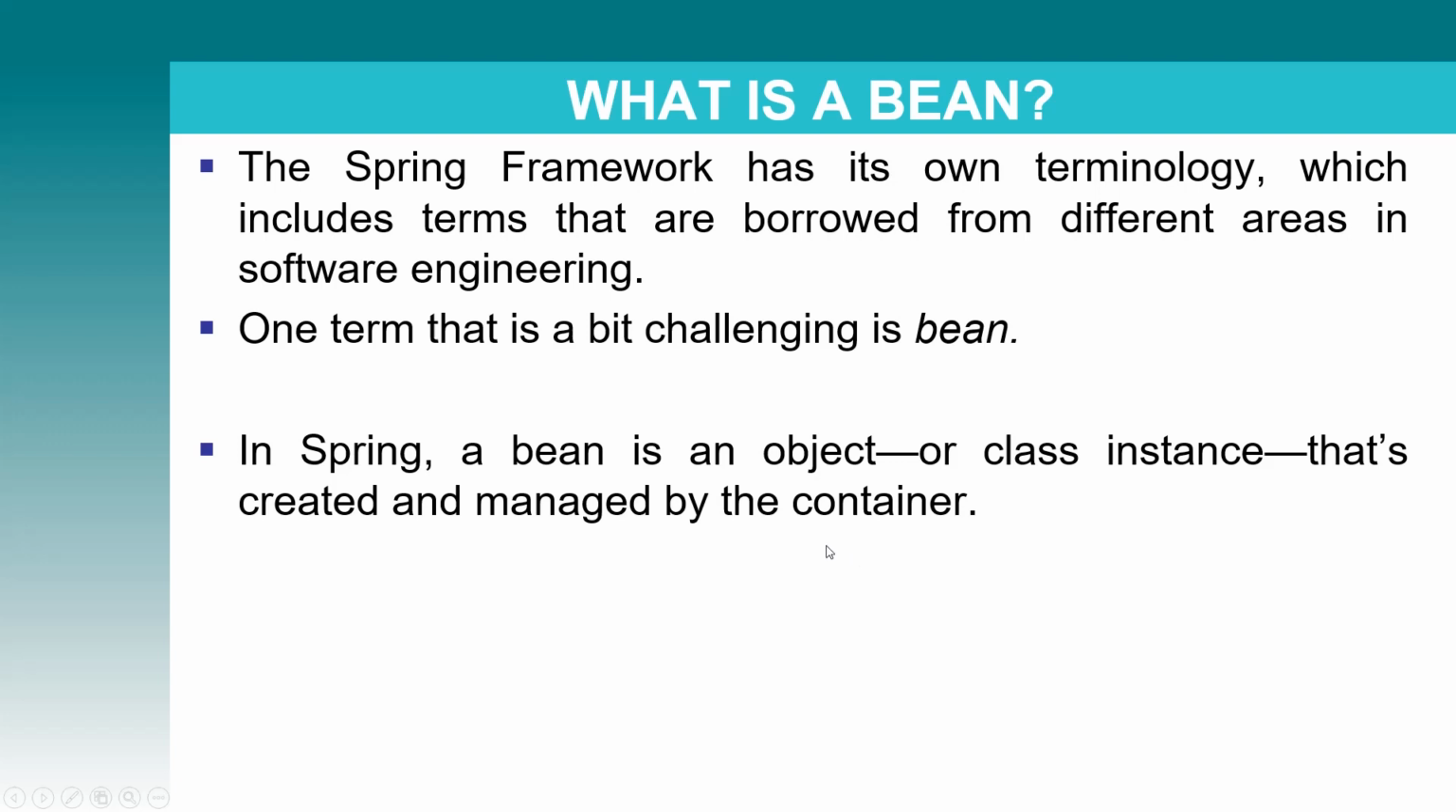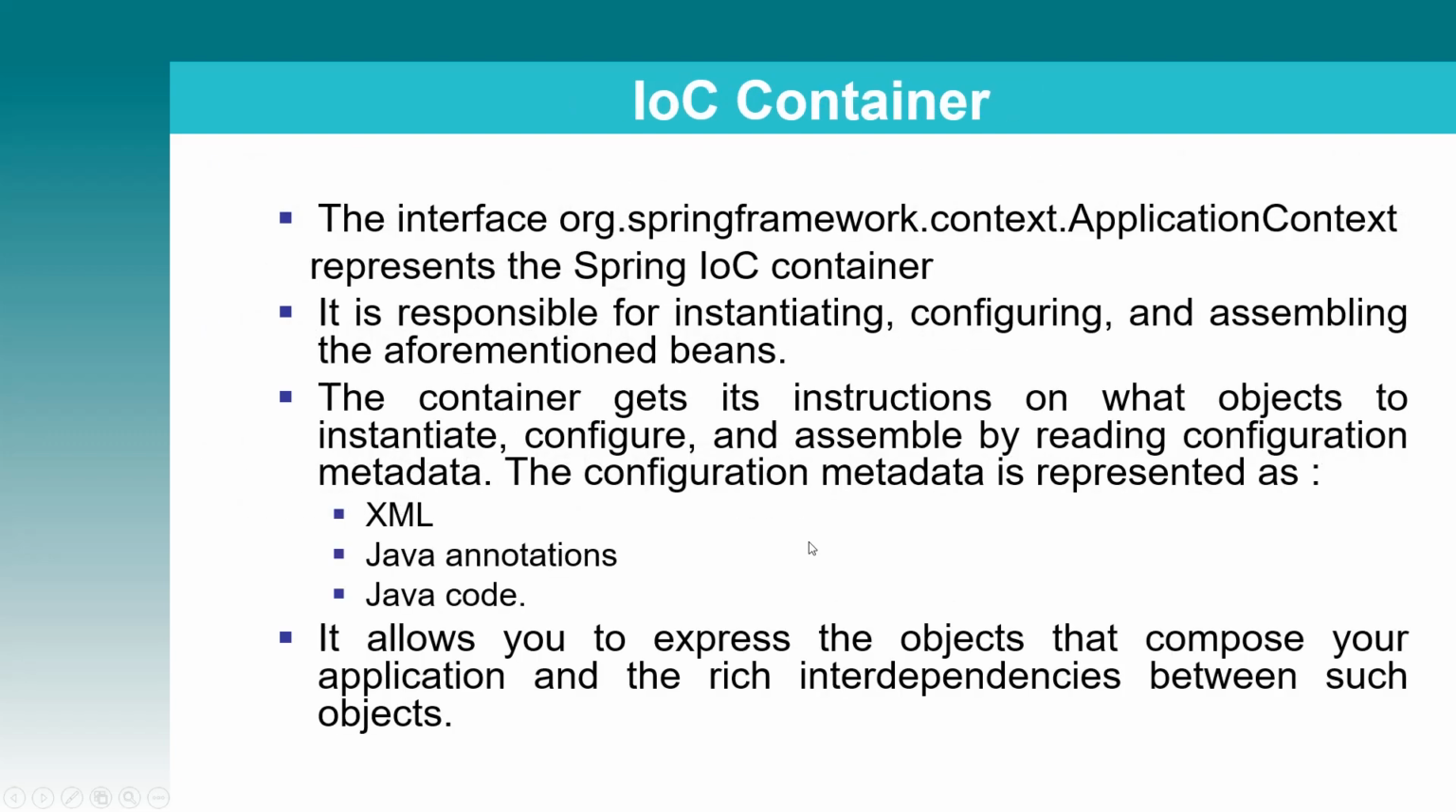Somehow we have to tell Spring which objects to instantiate and how to assemble the application together. So the Spring container or the Spring framework gets its instructions on which objects to instantiate, configure, and assemble by reading configuration metadata. The configuration metadata to a Spring-based application can be supplied in three different formats: either in the form of XML or Java annotations or Java code. We can mix and match all these three formats. Of these three formats, XML is the oldest and currently considered the legacy way of supplying configuration metadata. We will not be using it. We will be using Java code and Java annotations.